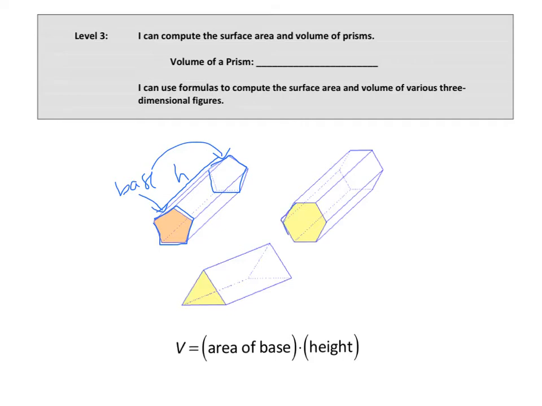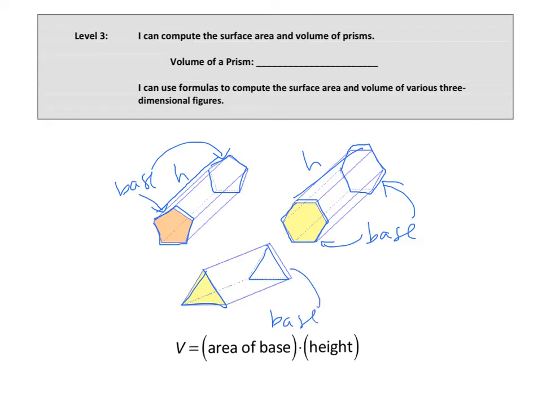This next one is a hexagonal prism. It has two congruent hexagons that are parallel. Those are the bases. And the height connects them, and it's perpendicular to the bases. And then we have a triangular prism. It has two congruent triangles for the bases. And then the line connecting them that's perpendicular to them is the height.